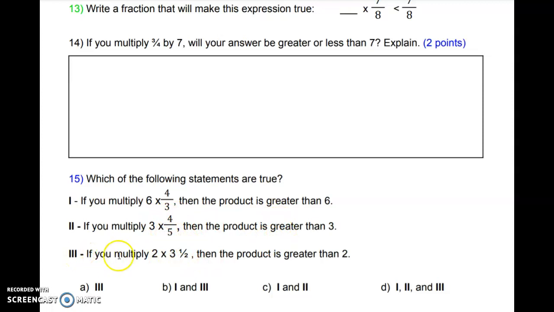And then number 3, if you multiply 2 times 3 and 1/2, then the product or answer is going to be bigger or greater than 2. So if I multiply by 3 and 1/2, is my answer going to be bigger than 2? Okay, so then down here you need to choose which ones are correct. So A is number 3 is correct, B is number 1 and number 3 are correct, C is number 1 and number 2 are correct, and then D, all 3 are correct.